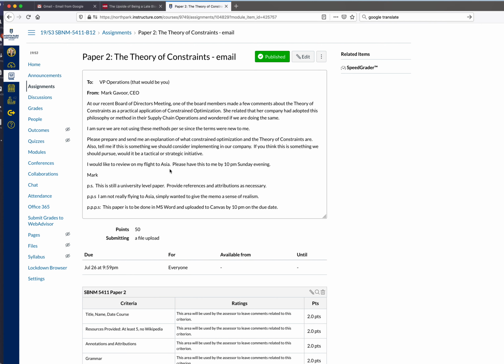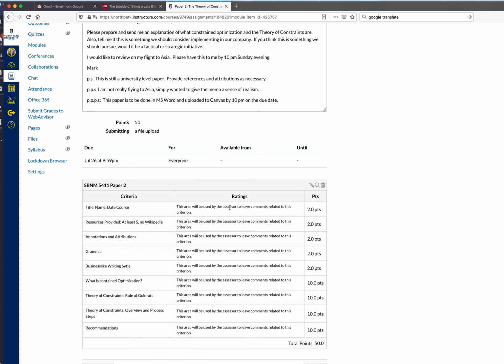I would like to review this on my flight to Asia. Please have it ready for me by 10 p.m. Sunday. Signed, Mark. P.S. This is still a university paper. Provide references and attributions as necessary. PPS. I'm not really flying to Asia. Simply want to give the memo a sense of realism. Third PS. The paper is to be done in MS Word and loaded in Canvas by 10 p.m.